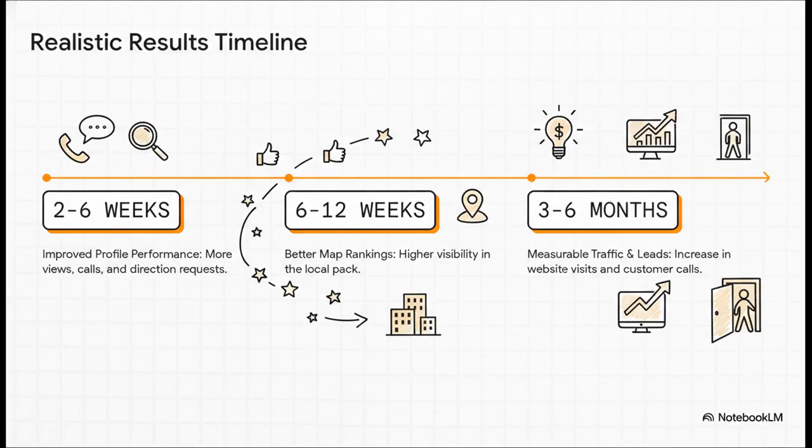In the first couple of months, you'll see those quick wins right on your Google profile. More phone calls, more people asking for directions. Then, over the next few months, as all those citations and reviews start to kick in, you'll see your actual map rankings start to climb. And then, around the 3 to 6 month mark, that's when it all comes together. That's when you see what really matters, a real, measurable jump in website traffic, leads, and new customers.